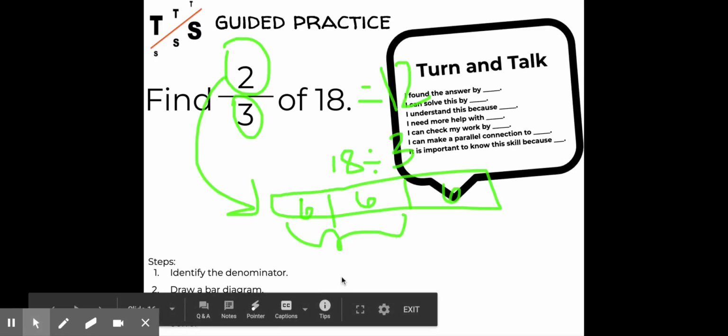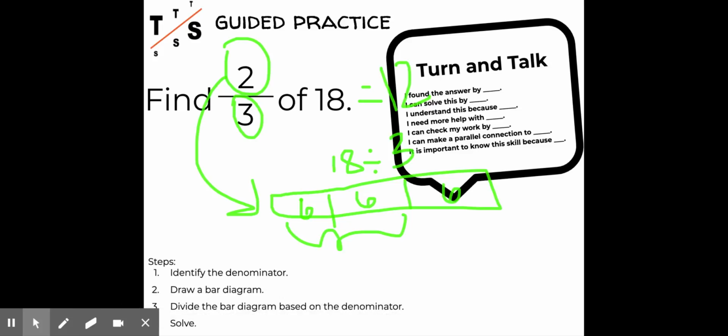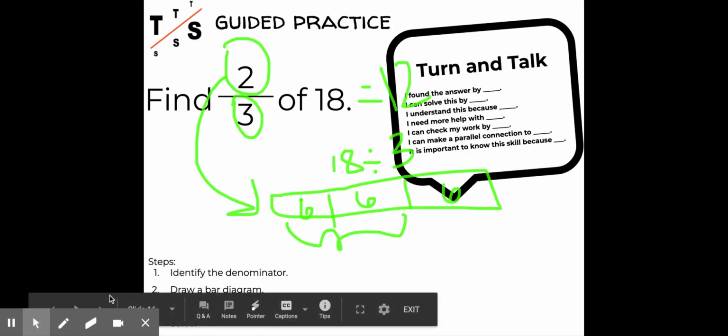Using my math talk, I can check my work by using my bar diagram and making sure that I divided the bar diagram using the denominator.